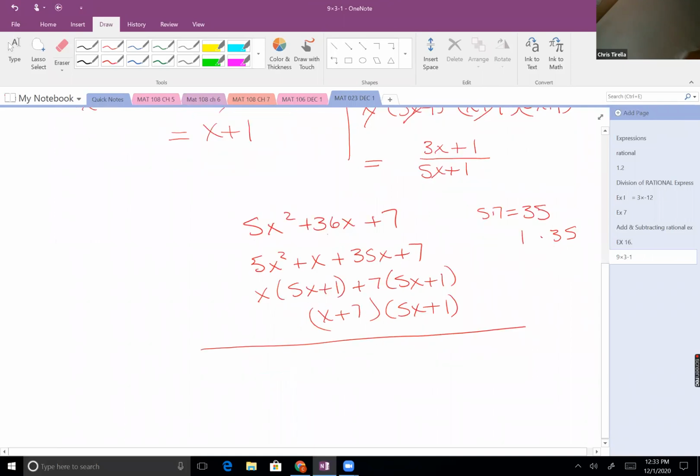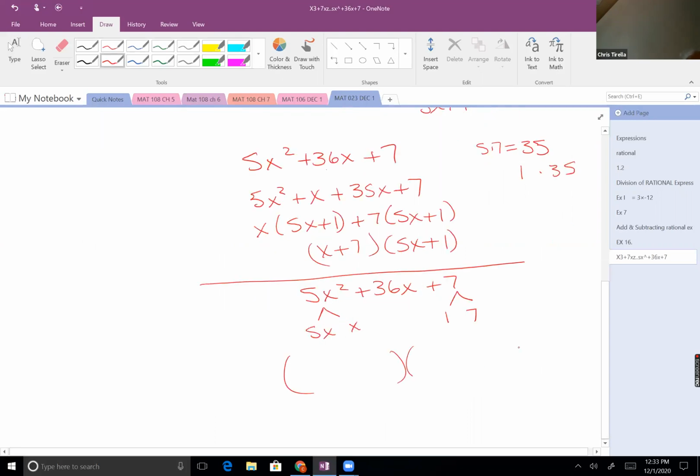I'm old school. I've always been a big fan instead of the trial and error method, which we didn't do too much. But to get 5x squared, I've only got 5x times x. To get 7, I've only got 1 times 7. Signs are the same, but positive. And in order to get that 36 in the middle, I want to put the 7 in the other parentheses so that when I FOIL it out, they get multiplied by each other. So either way, it takes us to the same place.